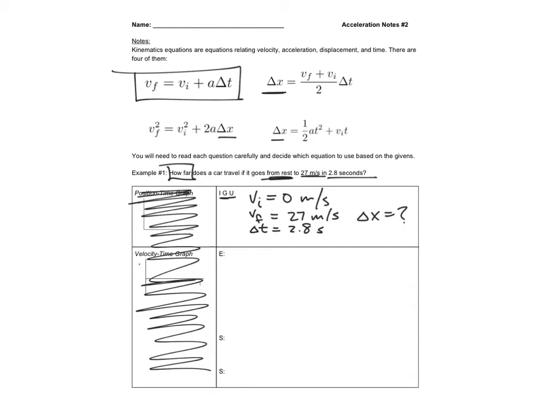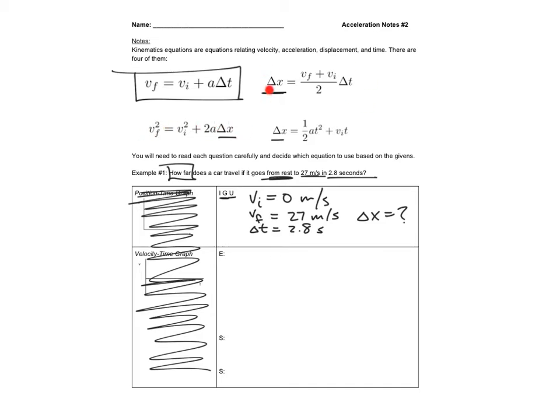This first equation has VF, which we have, VI, which we have, but it also has A. A doesn't show up anywhere in our problem, so it can't be that equation. Let's try the next one down, this one. It's got VF, we have VF. It's got VI, we have VI. It's got a 2, which is just a number, A, which we don't have, that doesn't appear anywhere in our problem, and delta x. So it can't be this one.